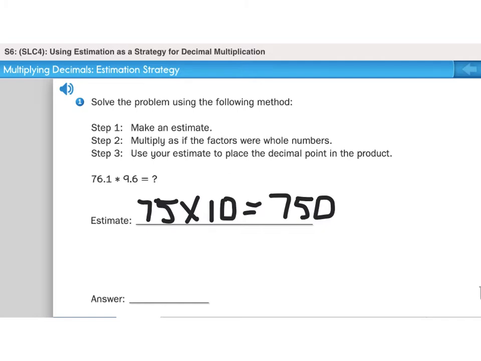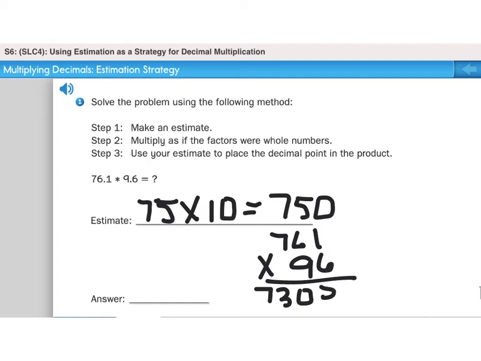So then I'm going to actually multiply the numbers together. 761 times 96 is going to give me 73056. So then I look back at my estimate, which was 750, so I'm going to put my decimal point right here to make my answer 730.56. That's fairly close to 750, so that makes sense.